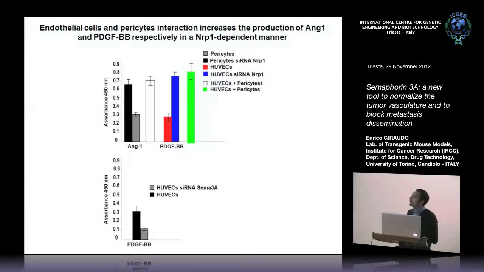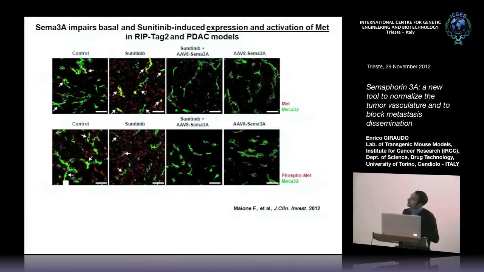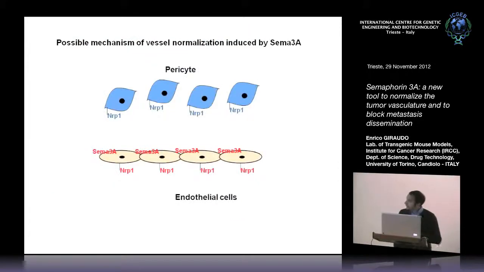And then, as you recall, when I showed you before, upon the treatment of RIP-Tag mice, also observed in the PDAC model, we found SEMA3A was able to reduce MET activation. The main explanation was that reduced hypoxia was reducing MET activation. But we were asking whether SEMA3A was directly affecting MET phosphorylation in endothelial cells or acting through several mechanisms.